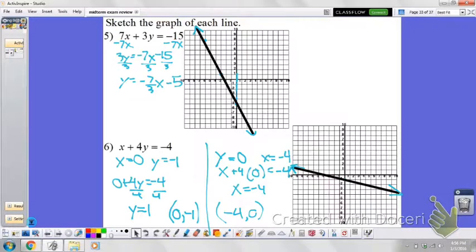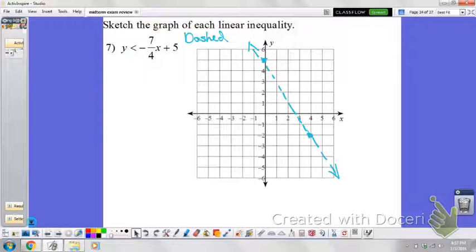Now I need to decide where I'm going to shade. Since I have a less than, I need to shade the values that are less than my line, so I will shade below my line. So I will shade in this area.